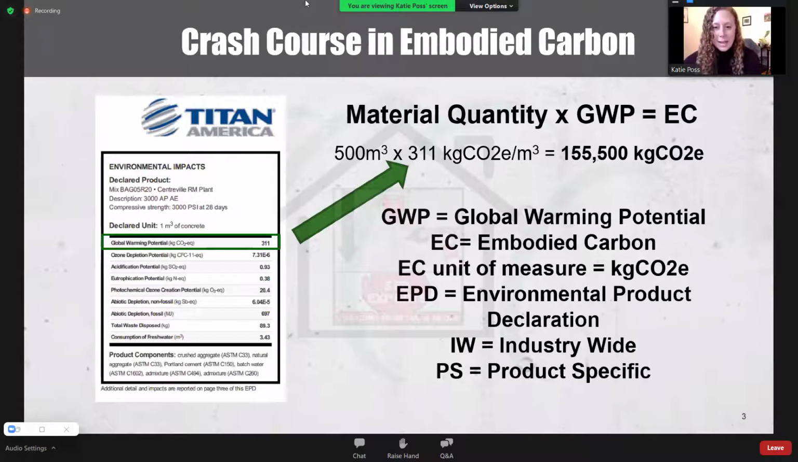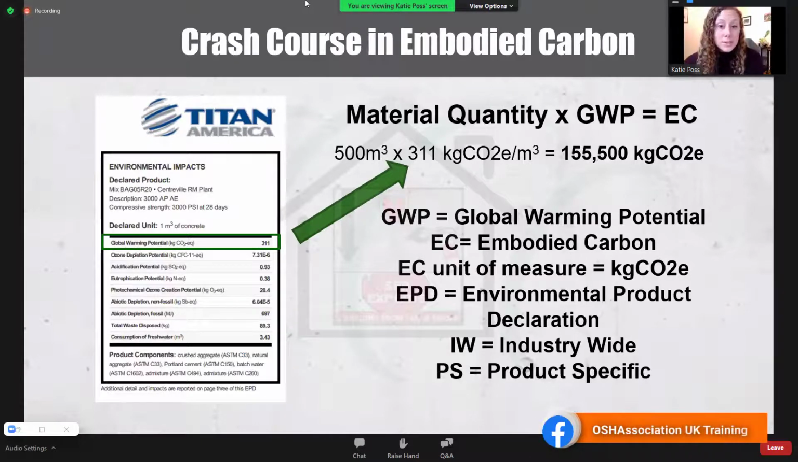So I want to start with just a little bit of a crash course in embodied carbon, some of the frequently used acronyms which you've heard throughout the day, and the basic formula for calculating. So GWP, again, is global warming potential. That metric can be found on an EPD. EC, embodied carbon, the unit of measure, which I saw a question about earlier, that we use to express embodied carbon is kilograms of carbon dioxide equivalent, this kgCO2e here.